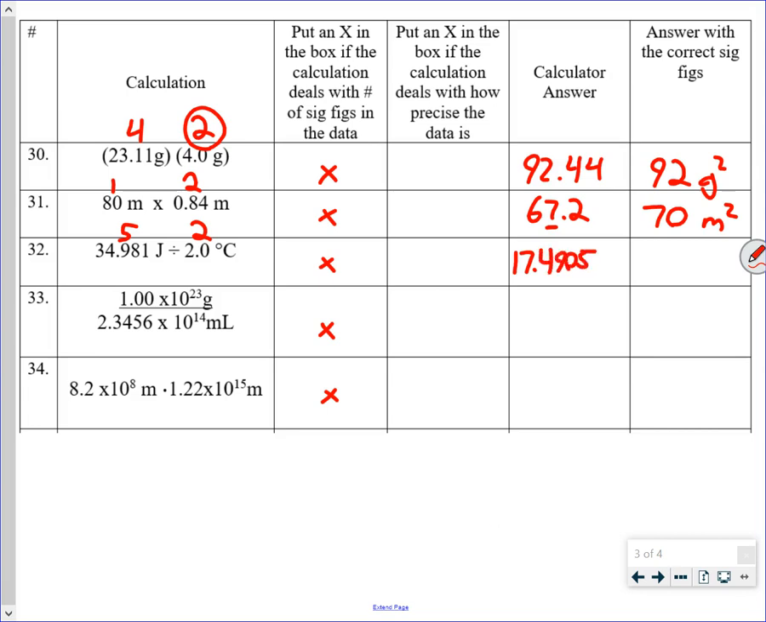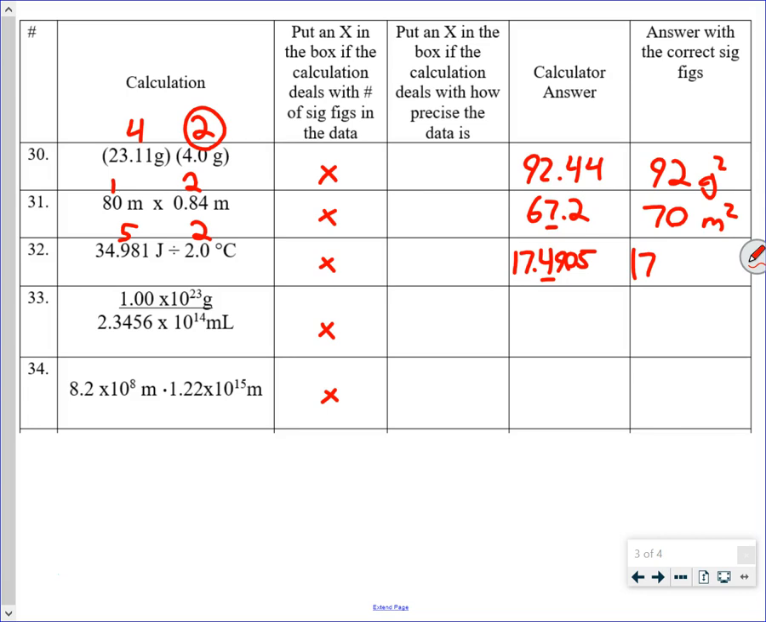Again, we can't give all those digits in our final answer. We can only give up to 2 sig figs. So if we round to the second place, we look at that 4. That 4 is less than 5, so we round off, giving my final answer of 17. We have to include our units.